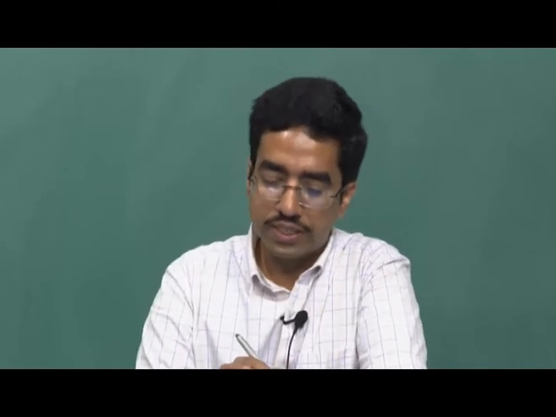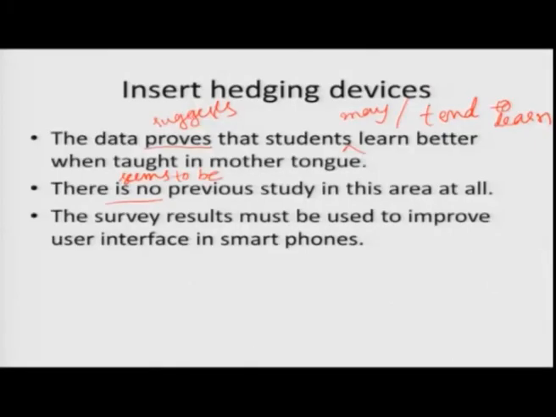So, instead of saying there is no previous study in this area at all, you can say there seems to be no previous study in this area. And this is a strong one, delete it, or be a little more specific. So, you break it into further areas and say this part has not been studied. There are studies which have considered this part of the problem, but this part has not been looked at, or this part has been looked at from one particular perspective, but not from this perspective. So, be a little more specific and avoid making such very strong claims.